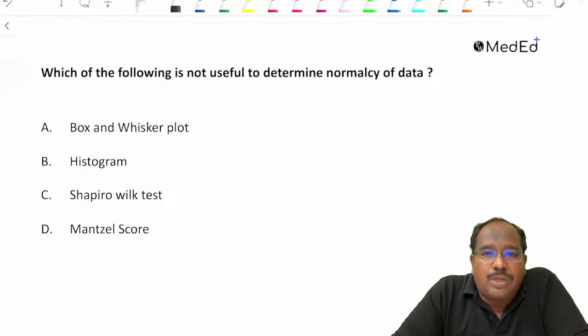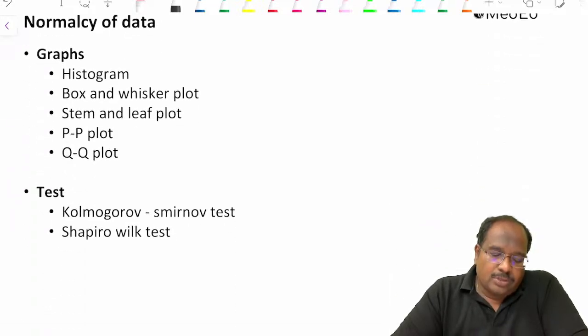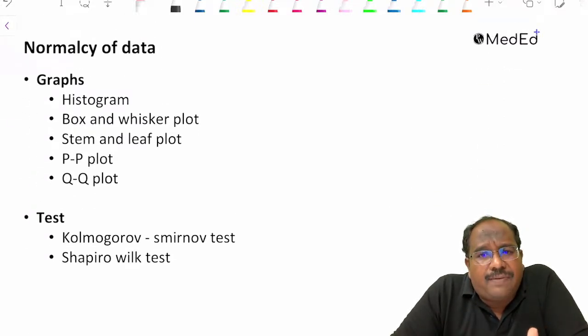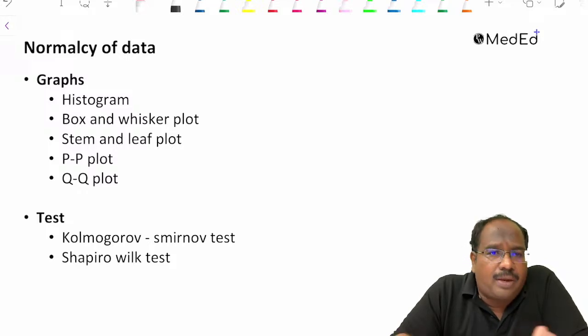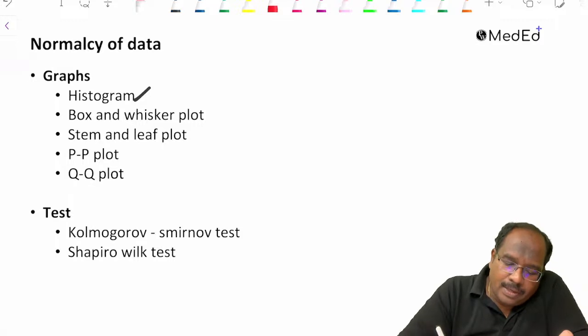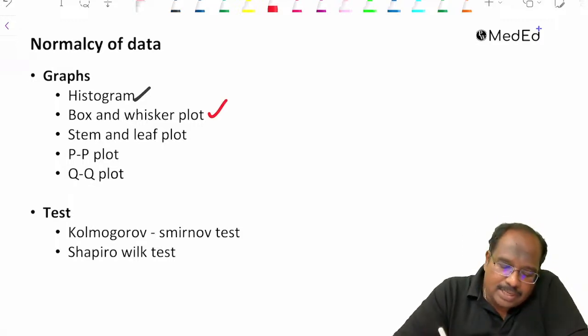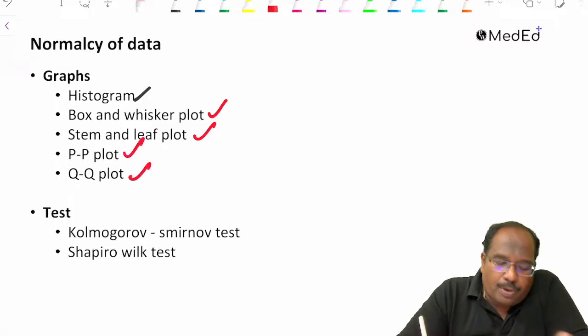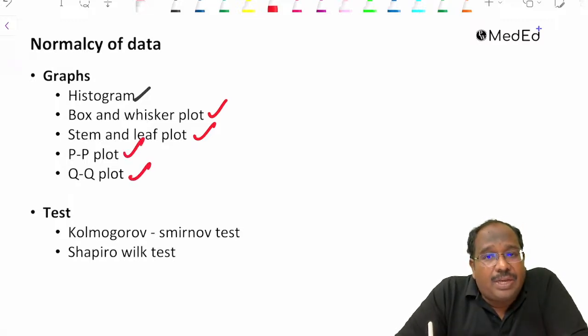So which one will show the normalcy? These are the various graphs and tests available to say whether the data is normally distributed or not. We have the histogram, box and whisker plot, stem and leaf plot, and the PP plot and QQ plot. All these graphs will tell you whether the data is normally distributed or not.